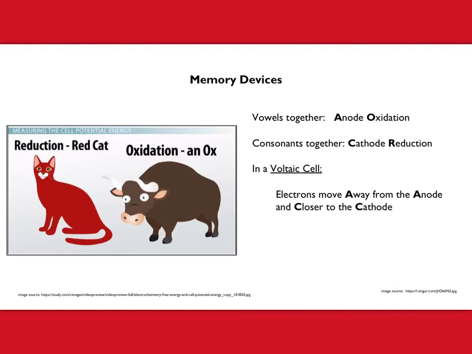I think you're already familiar with red cat and ox. The reduction takes place at the cathode and oxidation takes place at the anode. You can also use this: vowels together, anode, oxidation; consonants together, cathode, reduction. Here's one more. Electrons move away from the anode and closer to the cathode.